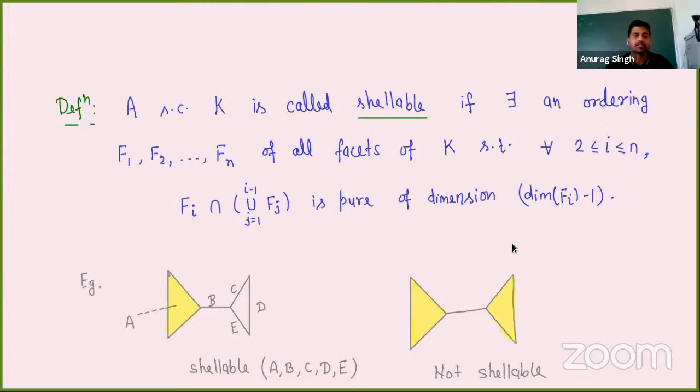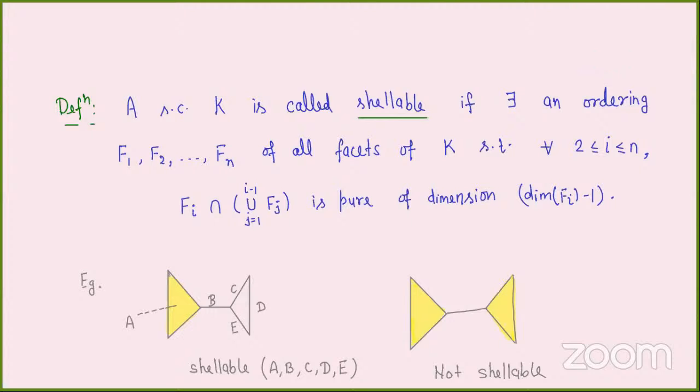Being a shellable complex is a very well studied notion, and it has many applications in topological combinatorics. One of the main ones is the following: when you have a simplicial complex which is shellable, then the homotopy type of the simplicial complex is always a wedge of spheres.